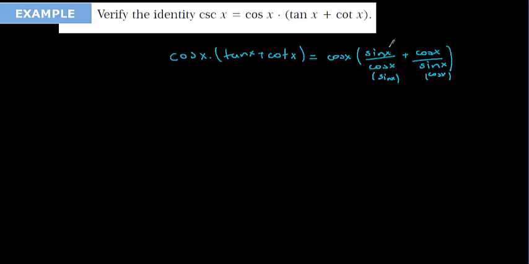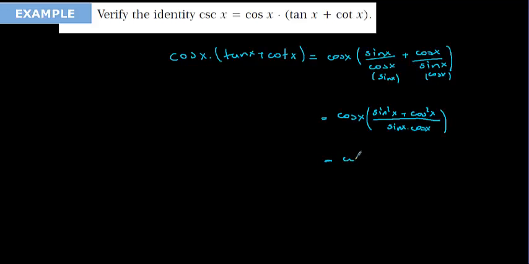When you multiply sine x and sine x, it's going to be equal to sine square x. When you multiply cosine x times cosine x, it's going to be equal to cosine square x. The denominators are the same, sine x times cosine x. Okay, here is the trigonometric identity: sine square x plus cosine square x, and we know that's equal to 1.